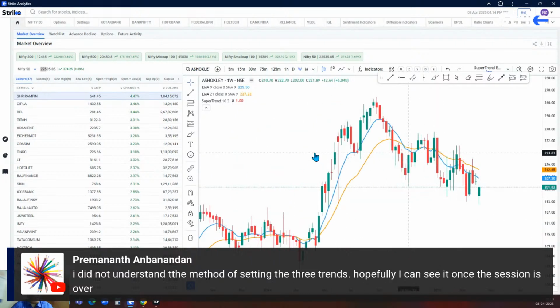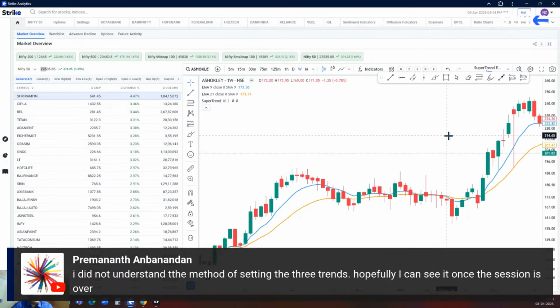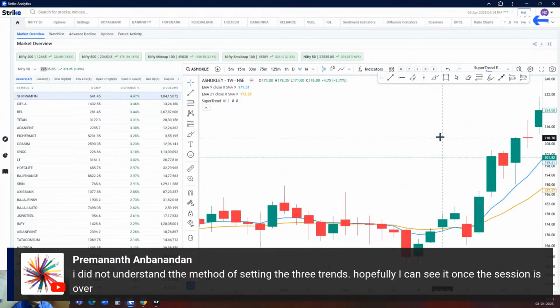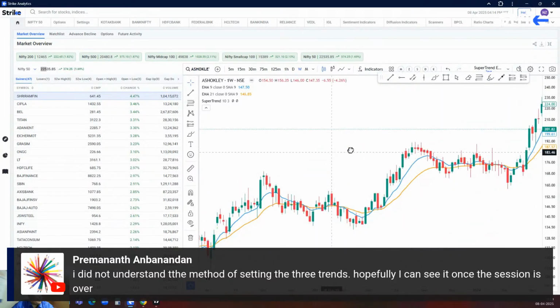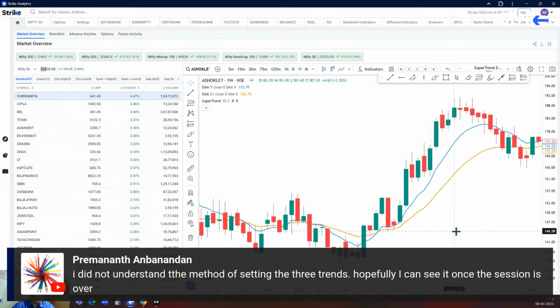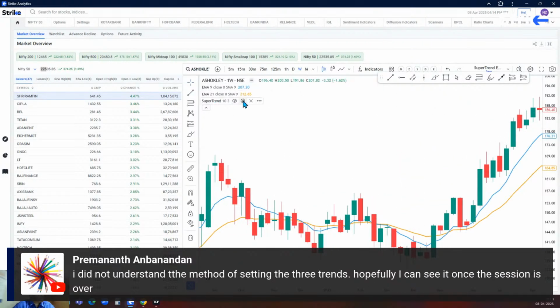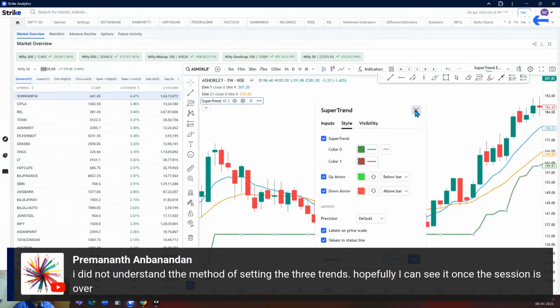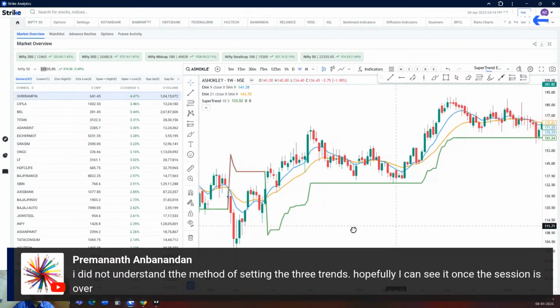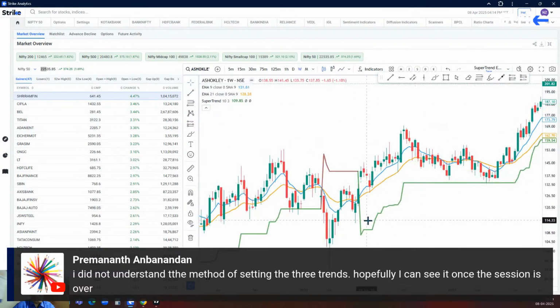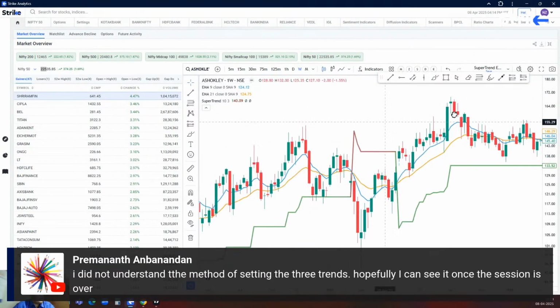So at least if I want to buy this particular stock, I will wait for a buy signal, right? I'll wait for the Super Trend to give a buy signal. So where it has given, let me just show, the arrows are getting a little bit hidden. So this was all a buy. This was where the buy signal was there.